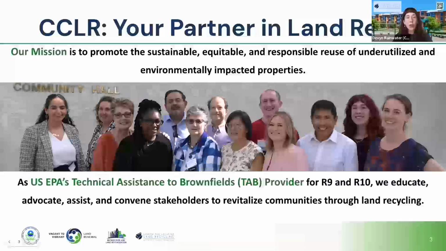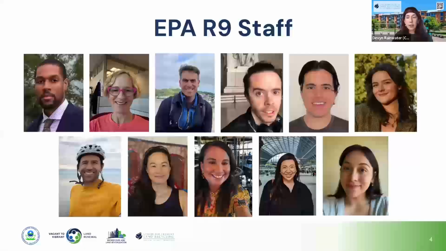So also for those of you joining for the first time, I'd love to introduce our team as well as the Center for Creative Land Recycling. So my name is Devin Rainwater. I'm a program manager with CCLR, and I work closely with communities in regions 9 and 10. And I'm actually based in Oakland, California. And this is just a handful of our team at the Center for Creative Land Recycling. We're EPA's technical assistance to brownfields provider for Regions 9 and 10, and we're also partnered with the Region 9 team for the Vacant to Vibrant program. And we work with communities to support their success throughout the land reuse process, anywhere from planning and visioning to identifying and accessing project funds.